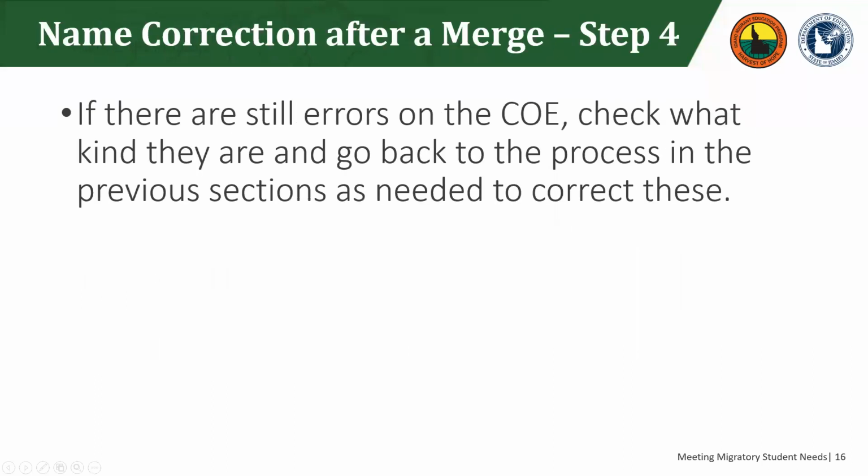If there are still errors on the COE and you've done an EDU ID merge, go back to the type of error that you have remaining and correct it. I would always do the merge first before correcting other errors.